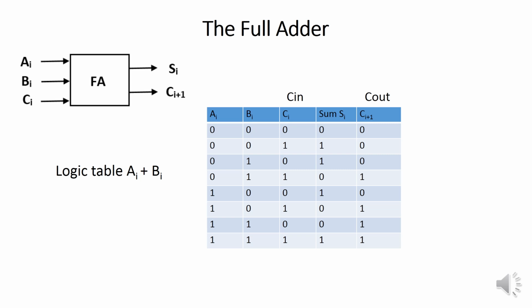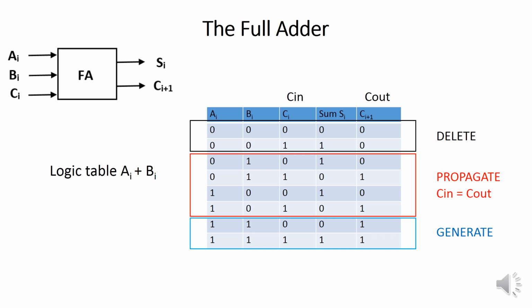First, let's consider the full adder function in one stage of a sum, as shown in this full adder. This is the full adder, with the 3 inputs and the 2 outputs. And this is the logic table of an addition of 2 numbers, A and B, with the carry in, the sum and the carry out. Now let's look in detail at this table. We can distinguish 3 situations: carry delete, carry propagate and carry generate.